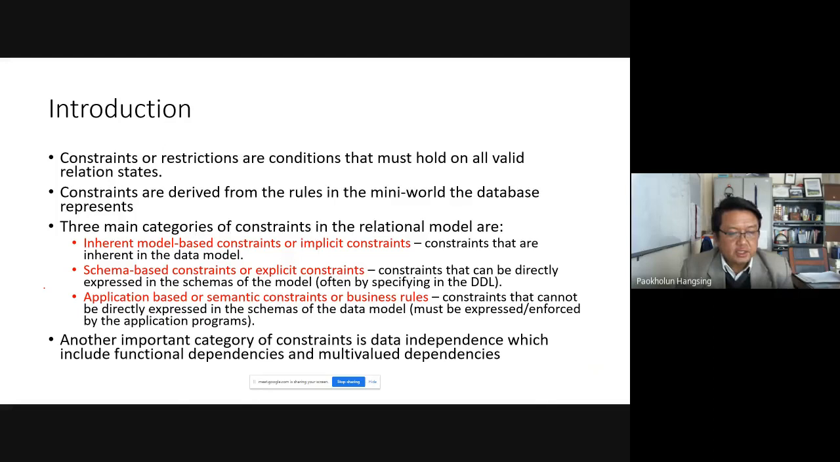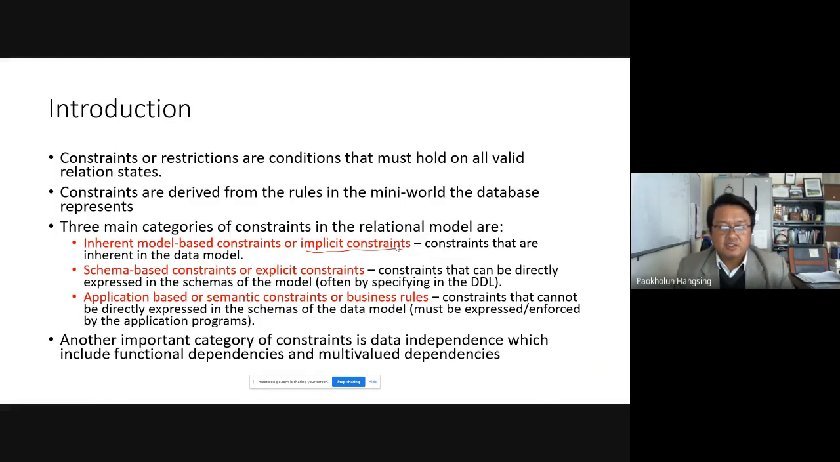Basically, there are three main categories of constraint in the relational model. The first one is called inherent model-based constraint, or in other words, implicit constraints. Okay, constraints that are inherent in the model. That means it is sort of built in, or part of the model itself. That is one category of the constraint.